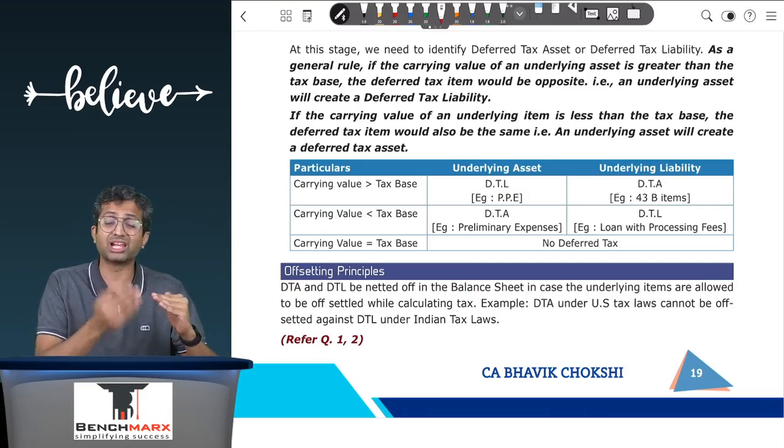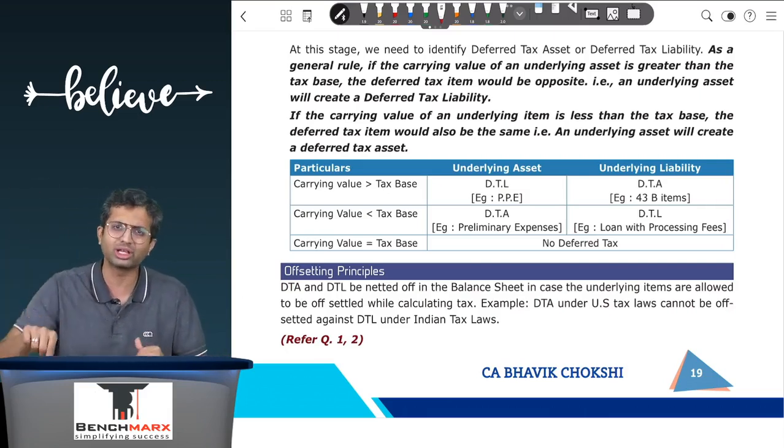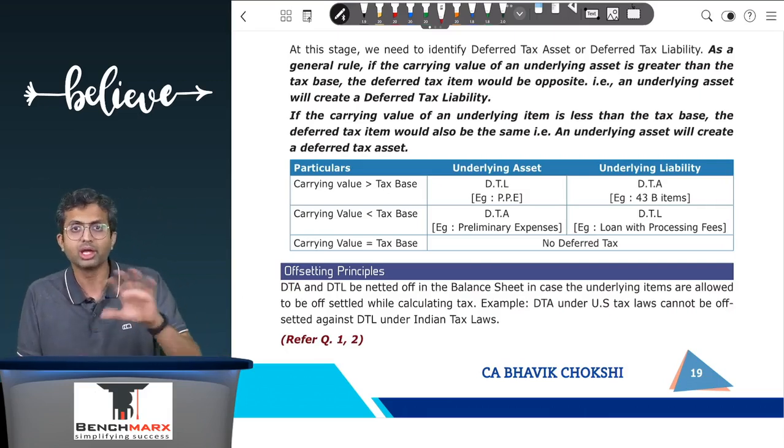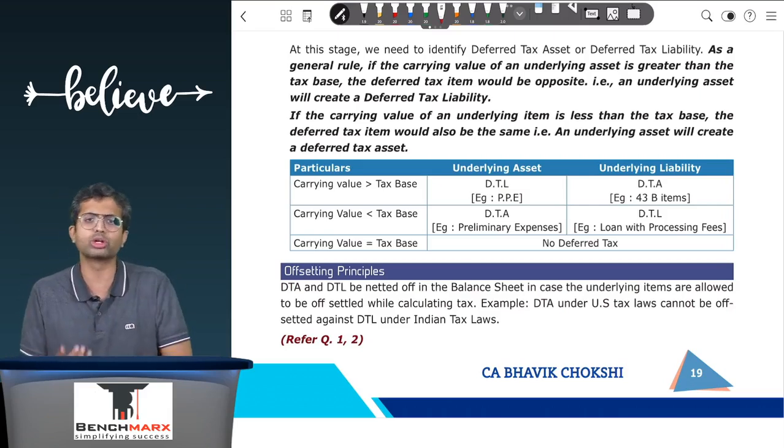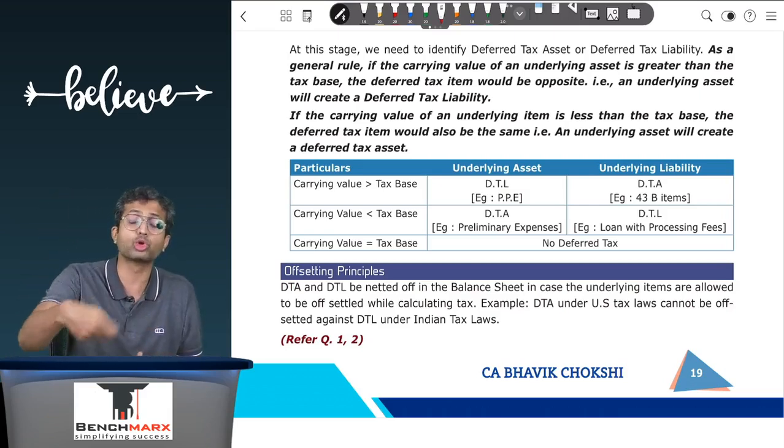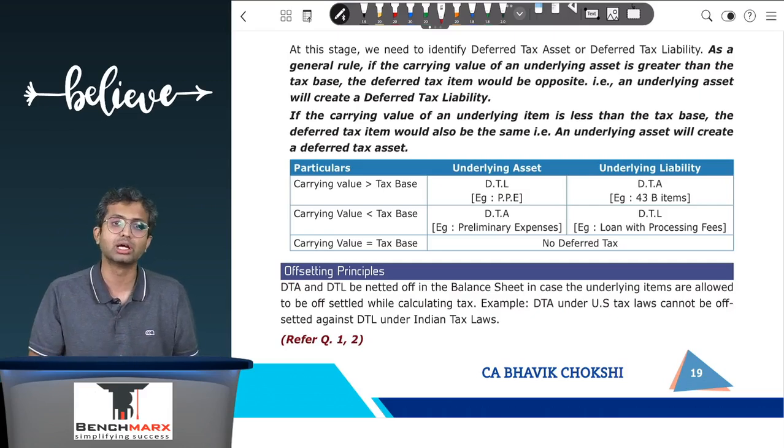The rationale over here is, in case of PPE, if the carrying value is greater than the tax base, it implies that under income tax in the future years you are going to get a lesser deduction because the tax base is lower for an asset. So you are going to get a lower deduction, and hence in the future you are going to pay more tax and hence a deferred tax liability.